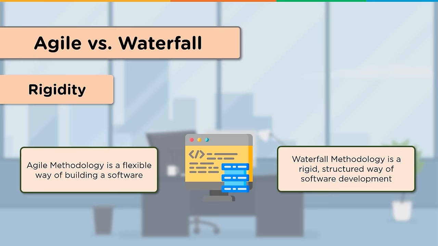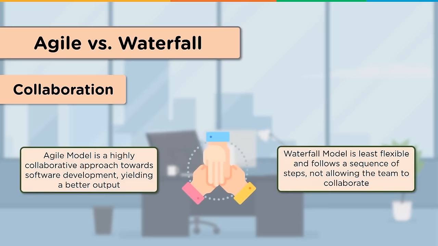Then, the next aspect we shall discuss is collaboration. If we talk about the collaborative nature of the model, then agile model is very collaborative in nature, which enables it to deliver a better output and complete the project in a more productive manner. Whereas, the waterfall model is not open for collaborations. It does not allow the team to collaborate and strictly follows the sequence of steps.